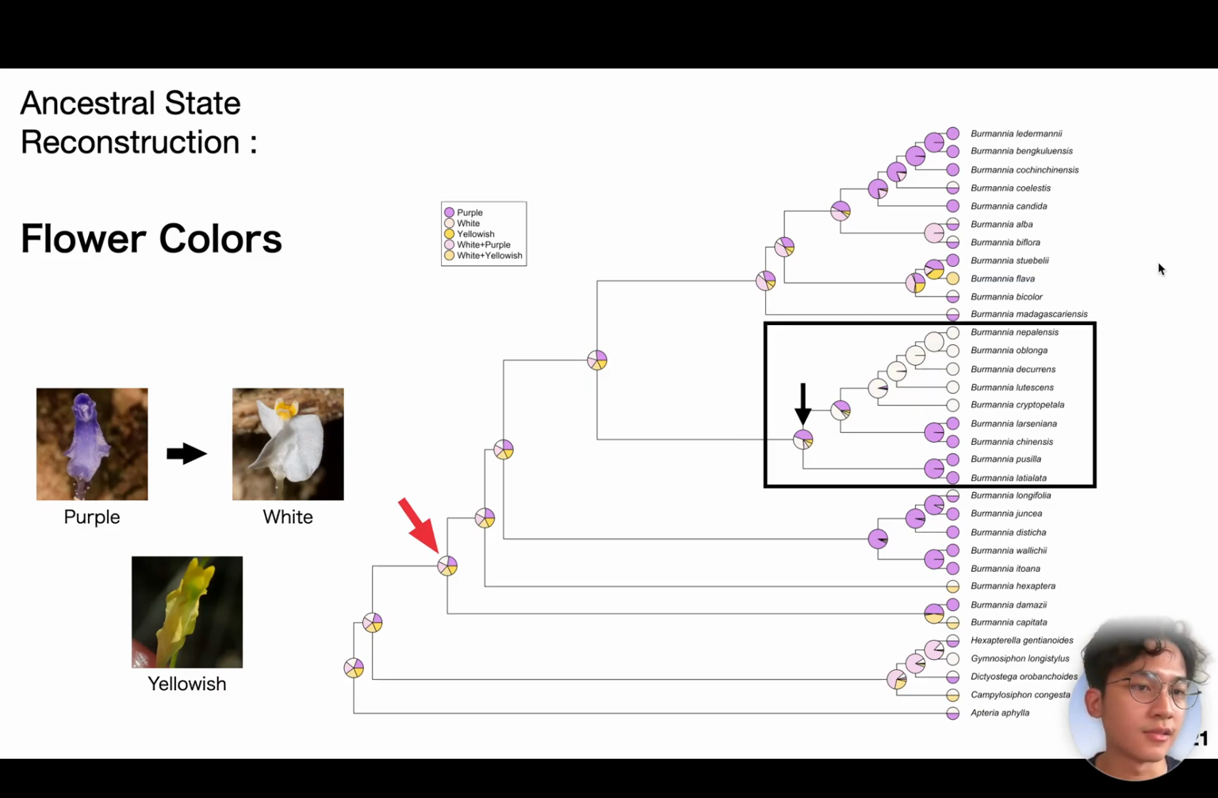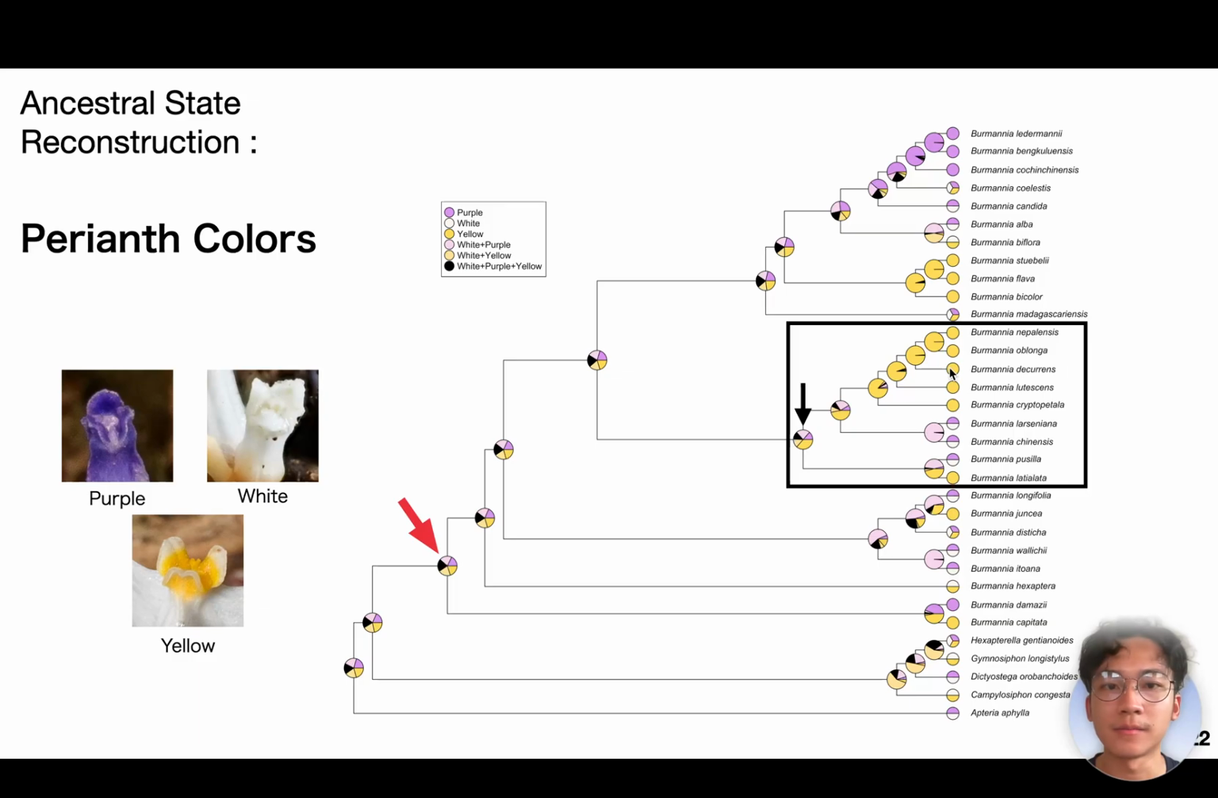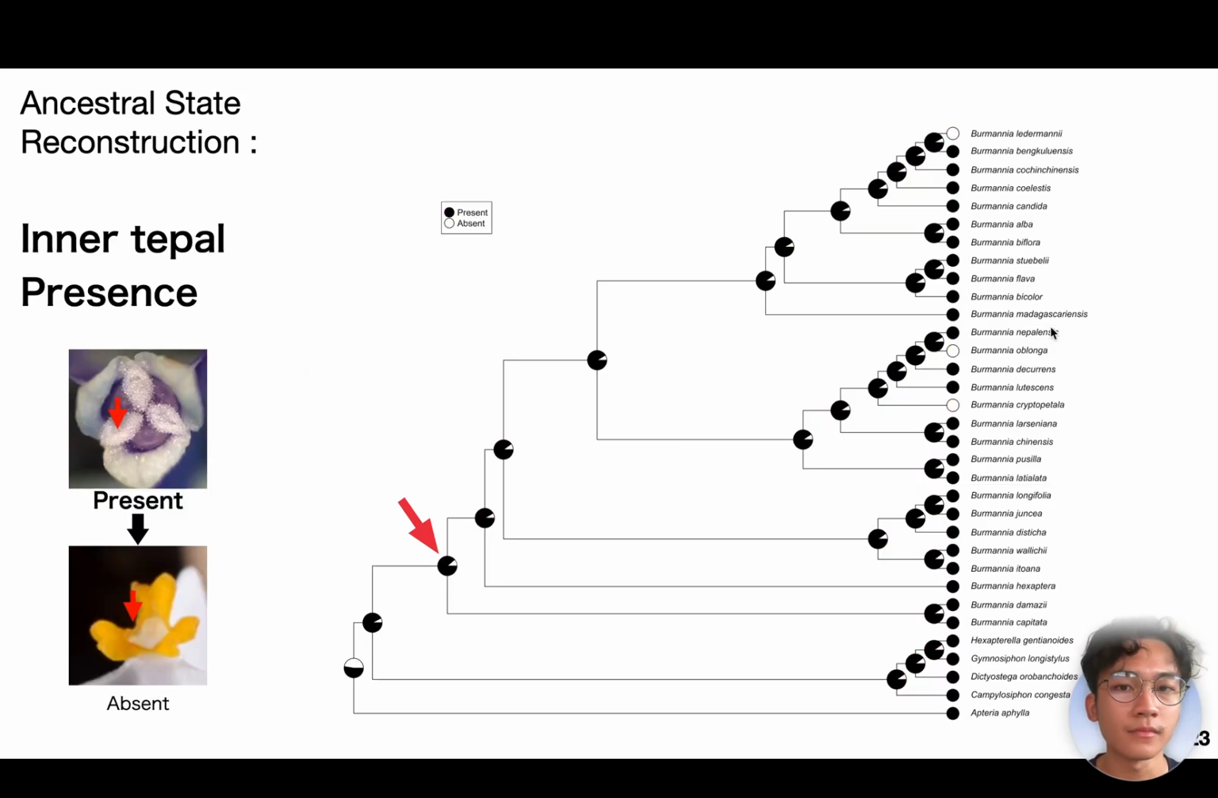But in this certain clade, it shows quite clear evidence of evolving from purple into white, which is the same way as the perianth or the table color, where the white ones tend to have the yellow one evolve into. And here in petal presence, some of them, like Burmanniaceae oblonga, are absent. So in Burmanniaceae, the ancestral state is present, going to absent in some of them independently.